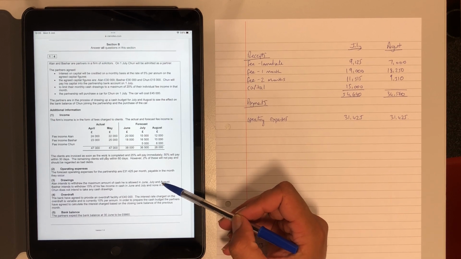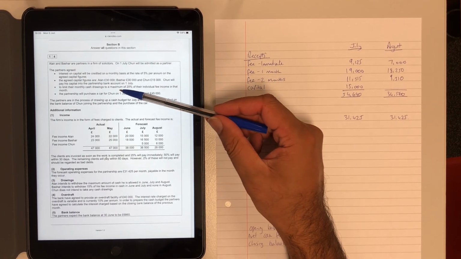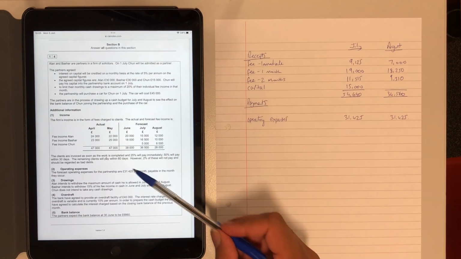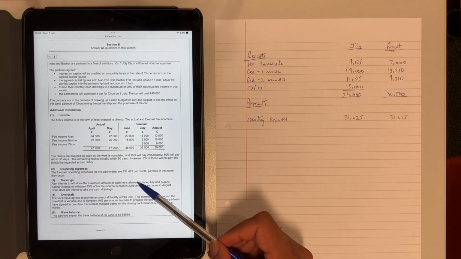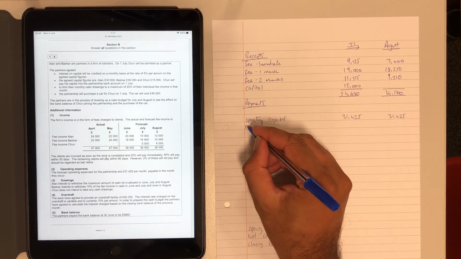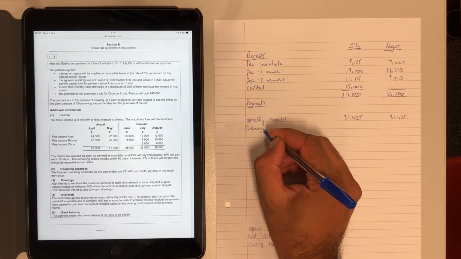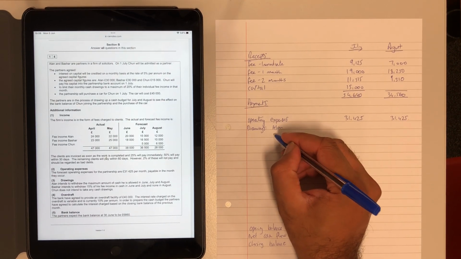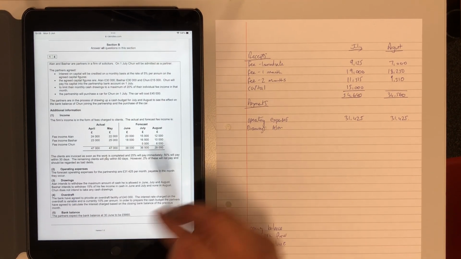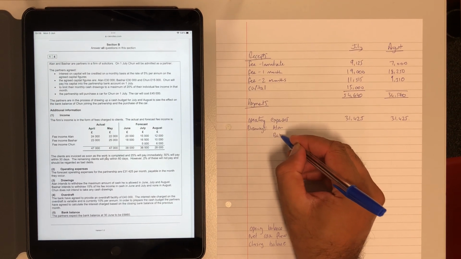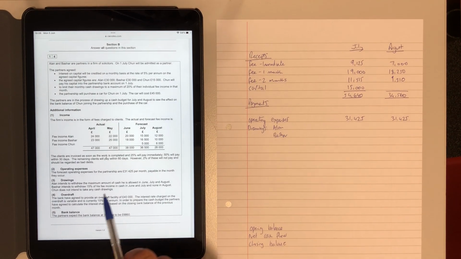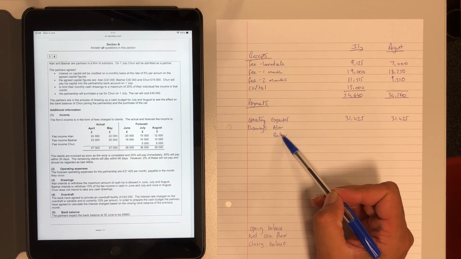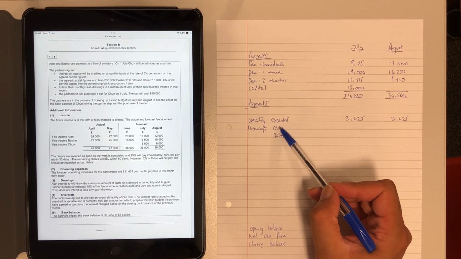Number 3, it says, in terms of drawings, Alan intends to withdraw the maximum he can in June, July, August. Now it says over here that they have a 20% limit. So Alan's going to maximize 20%. So let's write down drawings. And we're going to separate this. So we're going to write Alan, who's taking, Bashar, who's taking, and Chun is not. So we're only going to have 2 lines, one for A, one for B. Alan's maximizing the full 20%.